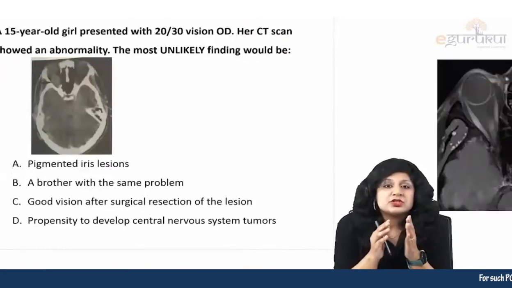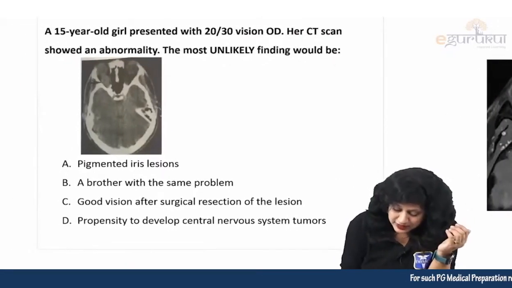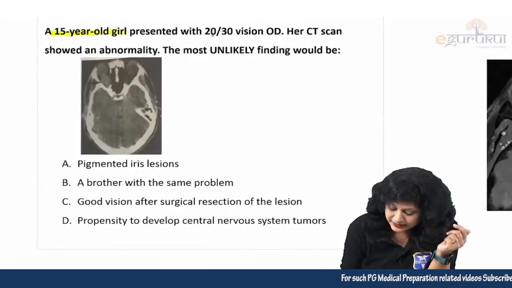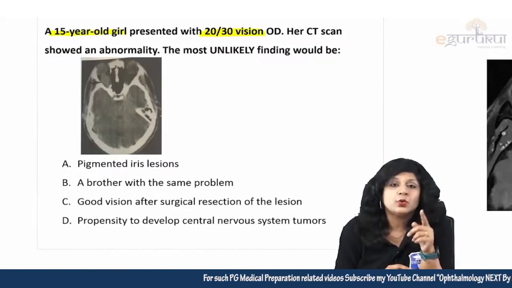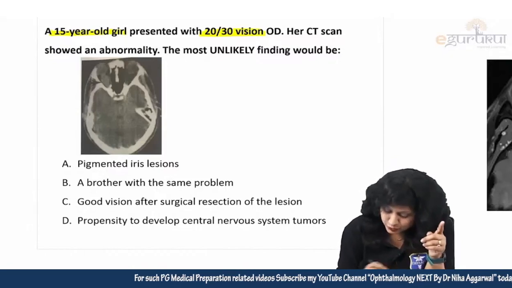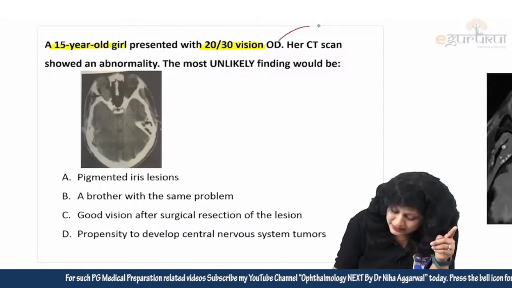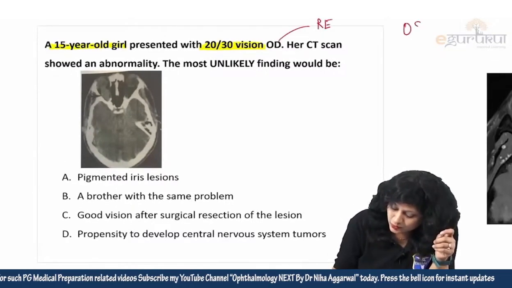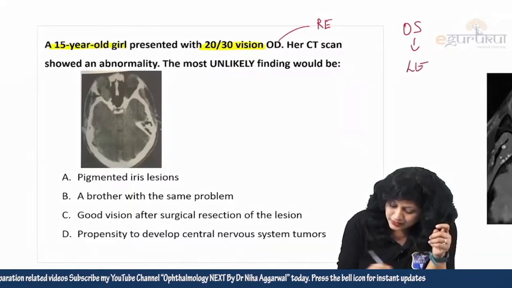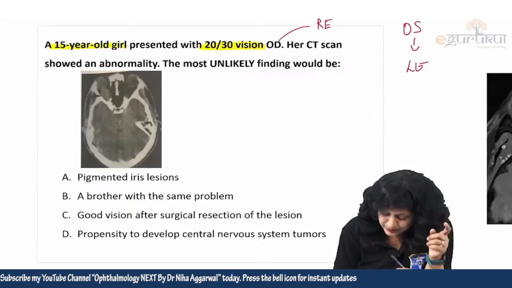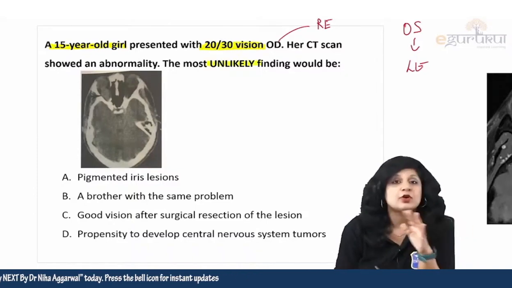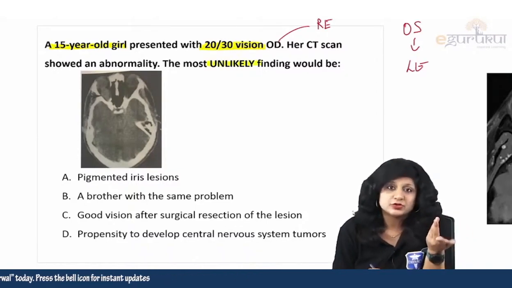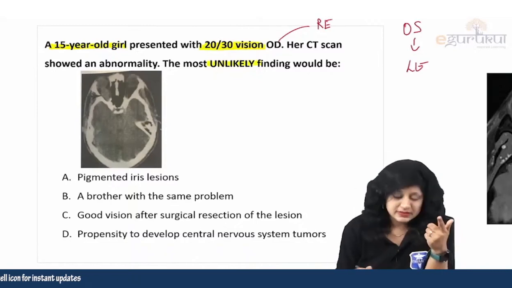Now coming to question number 2. Here you have a 15-year-old girl who is presenting with vision 20 by 30 OD. By now you should know what OD and OS are. OD means the right eye, and OS is your left eye. Now her CT scan shows abnormality. The most unlikely finding. What they are asking is unlikely. They are not asking you likely, they are asking you unlikely. So the question language is again very important.